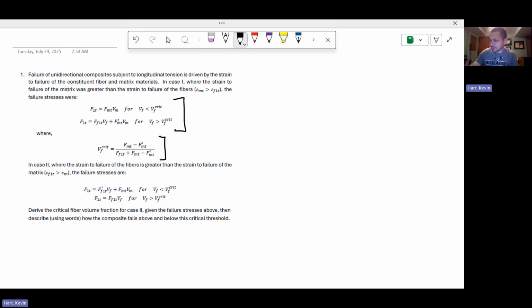And this critical volume fraction is given as the volume fraction in which the failure mode shifts, or the calculation of how this thing fails shifts, all right? So that's case 1. That's the case where the fibers are more brittle. The matrix has a higher strain to failure. Fiber is more brittle. Okay, and then case 2, where the strain to failure of the fibers is greater than the strain to failure of the matrix, so the matrix is more brittle.